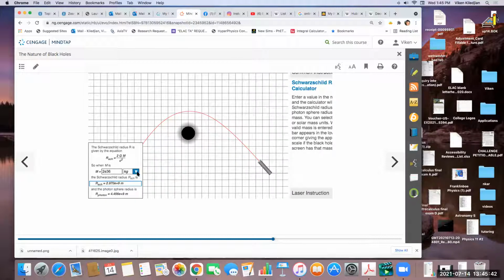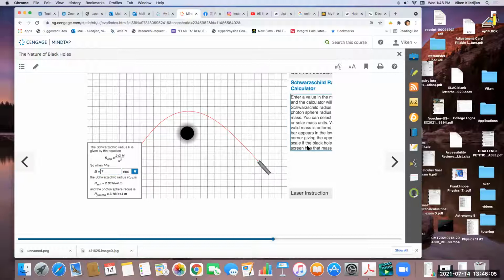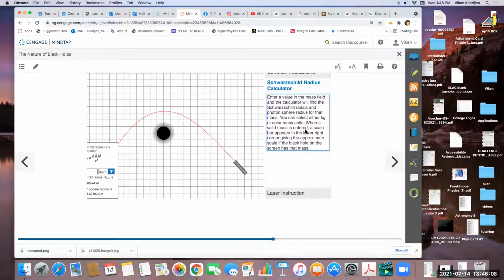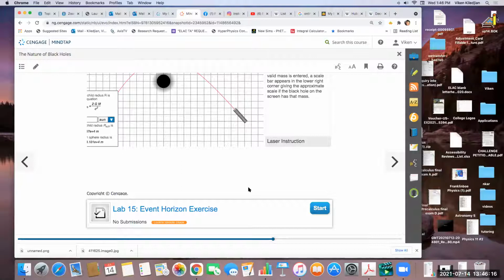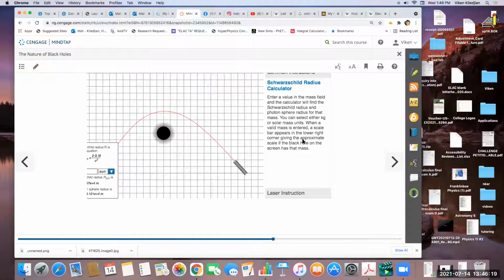So let's go to, we could even do this in terms of sun masses. Okay, so then that's even easier. We can say one solar mass, two solar mass, three solar mass. There you go. Then 4, 5, 6, 7. Then what scale appears here? When a valid mass is entered, the scale bar appears in the lower right corner, giving the approximate scale if the black hole on the screen has that mass.